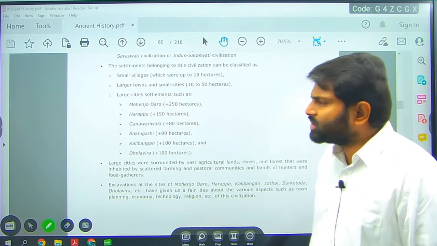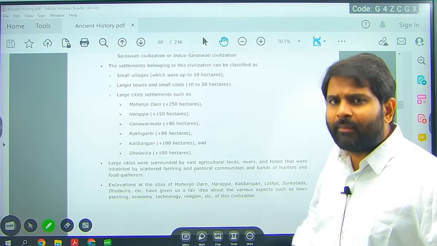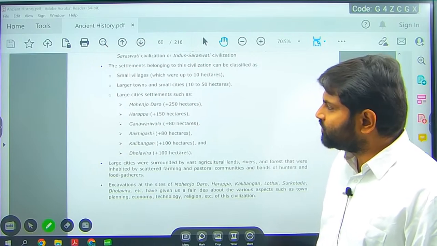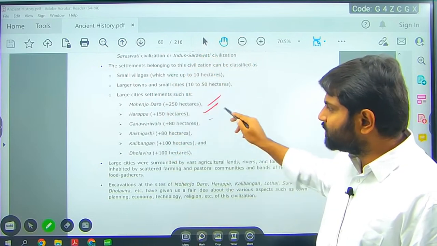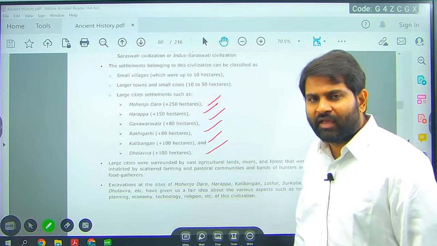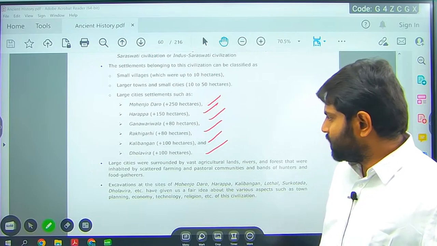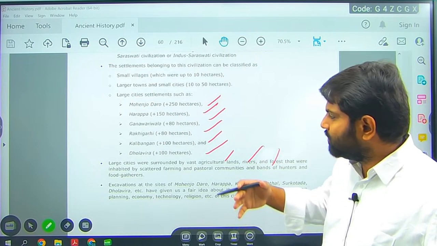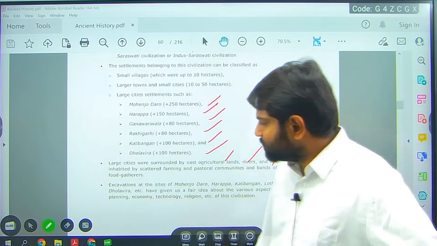So we have small villages, larger towns, larger settlements. Normally big mounds, bigger settlements are the places where trade and commerce happen, urbanization can be seen, religion can be seen, all these aesthetics can be seen. Because of this, we need to remember the areas: Mohenjo-daro on the shores of Indus, Harappa on the Ravi, similarly Ganweriwala, Rakhigarhi, Kalibangan and Dholavira. Large cities, like you remember Mumbai, Delhi, nowadays Chennai, right? The same way. Large cities are surrounded by agricultural lands, rivers, forests, good for farming and pastoral communities, but urban areas are good for trade and commerce.